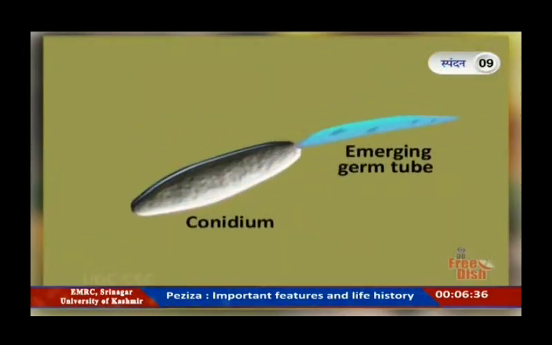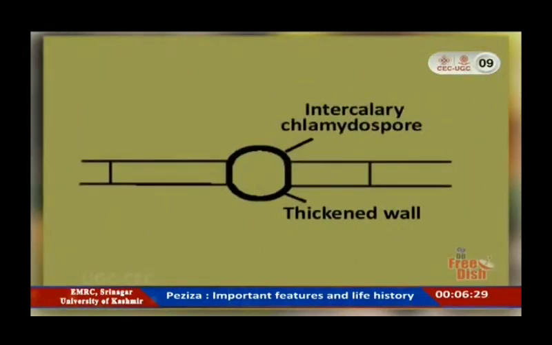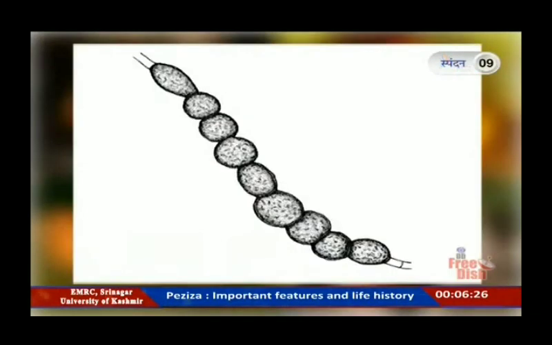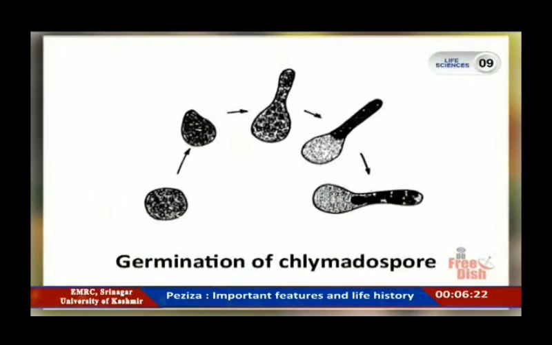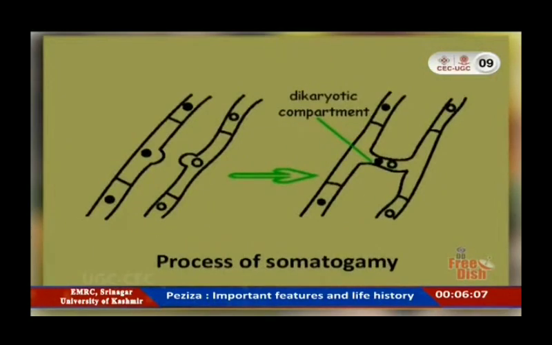They germinate on the suitable substratum and produce new mycelia. Chlamydospores are thick-walled resting cells formed intercalary on the hyphae either singly or in chains. In favorable conditions, they germinate and produce germ tubes which eventually grow into new mycelia. Definite sex organs, that is antheridium and ascogonium, are not formed in Pezisa. Sexual reproduction takes place by somatogamous copulation.